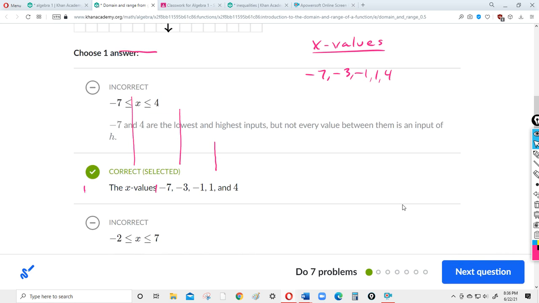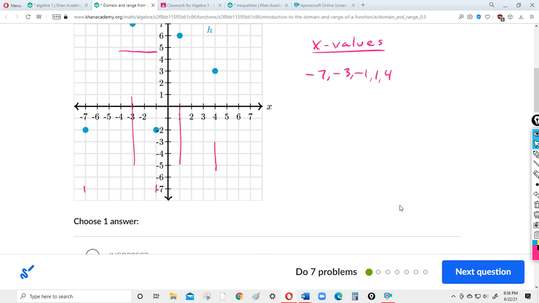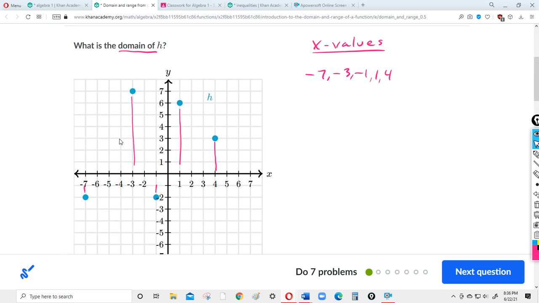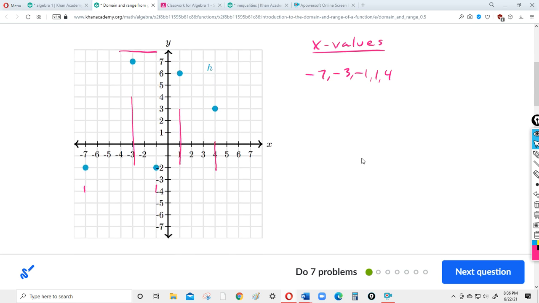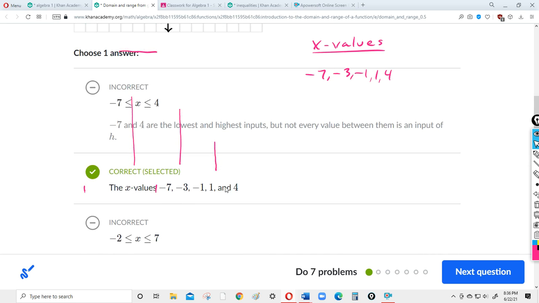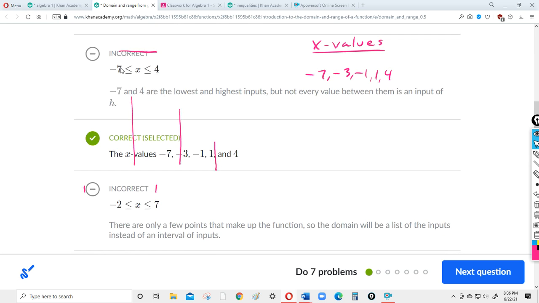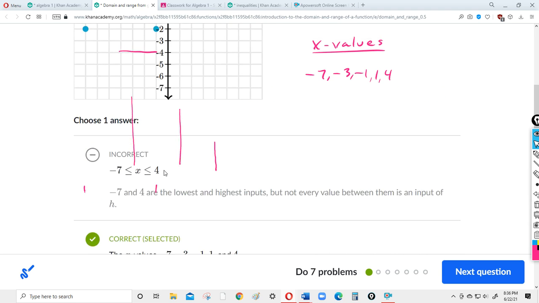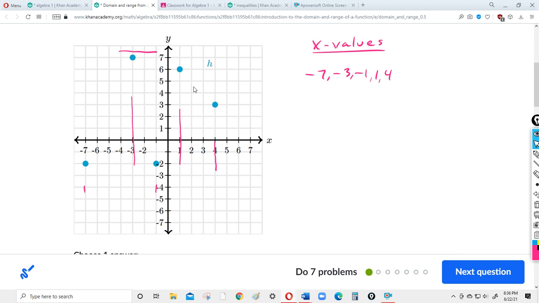Okay, and remember, like I said, when it just has the points like this, you probably don't have to do all the points. You can just look at the minimum and the maximum. You can see the lowest is -7 and the highest is +4. So on this one, that would be this answer here. We know it's not this answer because this one has the greater than less than symbols. And you don't want to use those symbols when they only give you the dots.